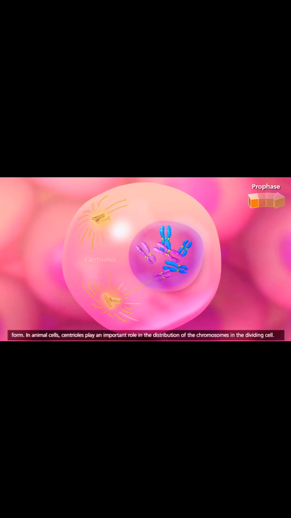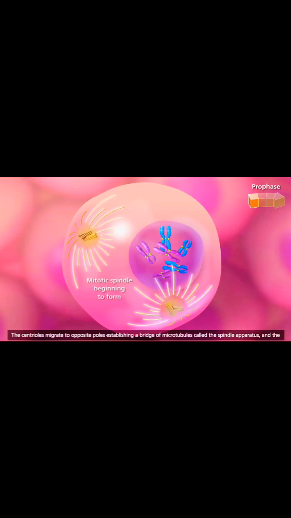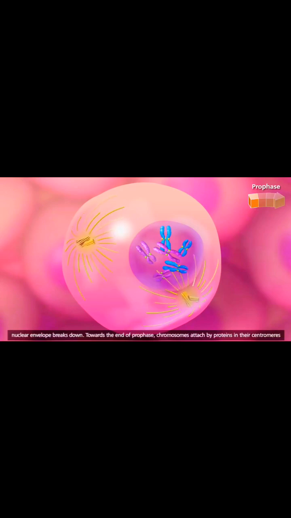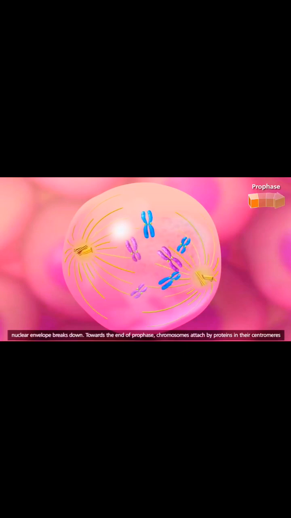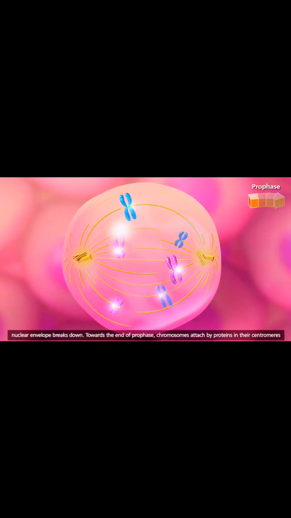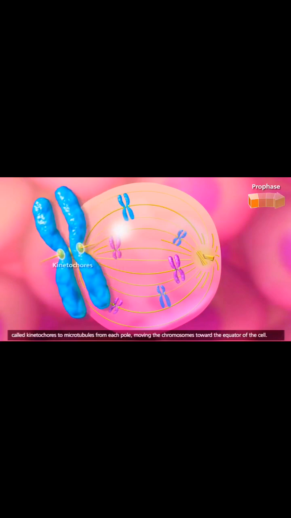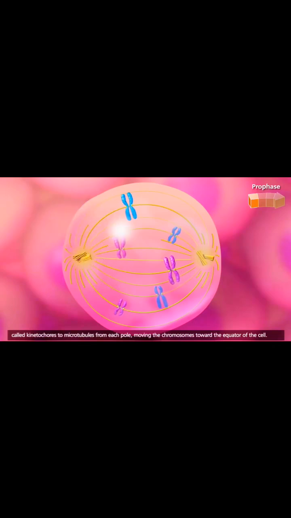In animal cells, centrioles play an important role in the distribution of the chromosomes in the dividing cell. The centrioles migrate to opposite poles, establishing a bridge of microtubules called the spindle apparatus, and the nuclear envelope breaks down. Towards the end of prophase, chromosomes attach by proteins in their centromeres called kinetochores to microtubules from each pole, moving the chromosomes toward the equator of the cell.